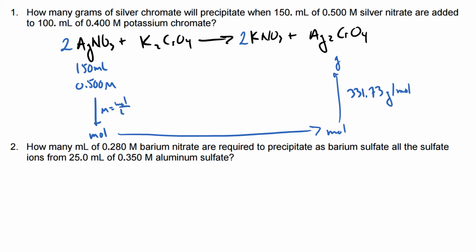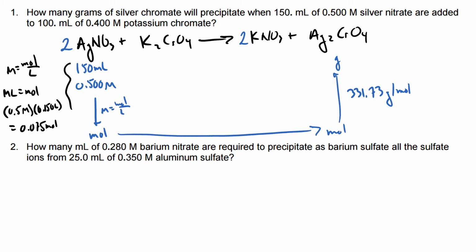Setting this math up, for our first calculation, we have molarity equals moles over liters. In this case, we're trying to solve for moles, so we want to get moles by itself. Plugging in our values, we have 0.5 molar and 0.150 liters. This gives us 0.075 moles of silver nitrate.